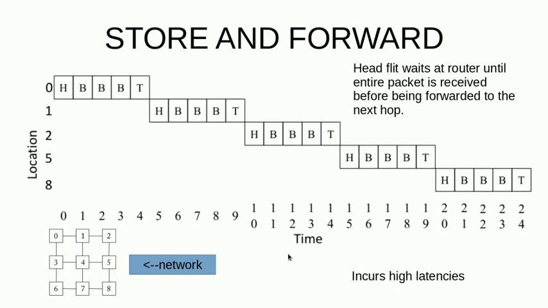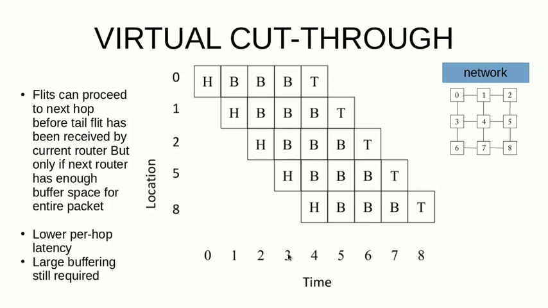The next mechanism is virtual cut through. Here the links and buffers are allocated to the entire packet, similar to store and forward, but flits can proceed to the next hop before the tail flit has been received by the current router, unlike store and forward, but only if the next router has enough buffer space for the entire packet. So the buffer demands remain the same.